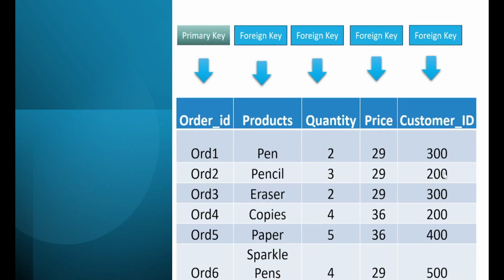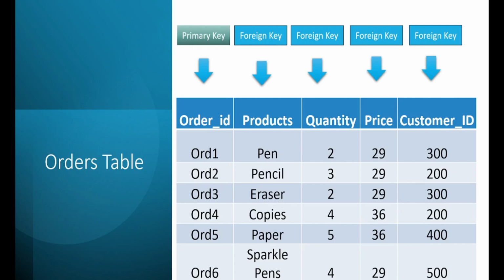So here we can see this customer ID 200 has ordered pencil, and we can also see they have ordered copies. That means these tables are related, because some information from the customer table is also in the order table. And the next record, customer ID 300, has also ordered pen as well as eraser.